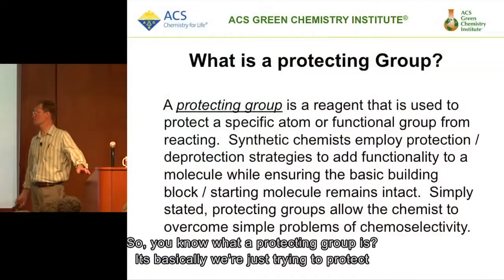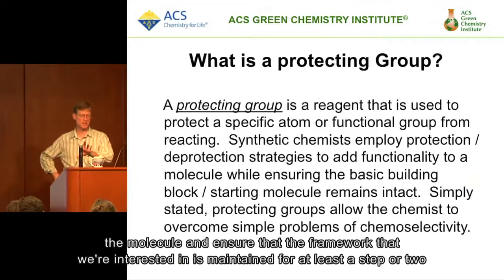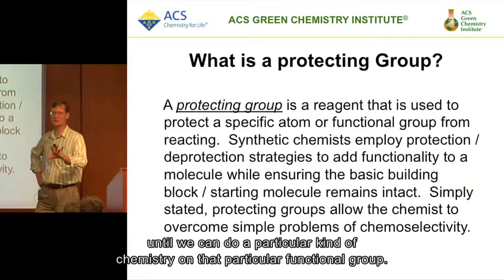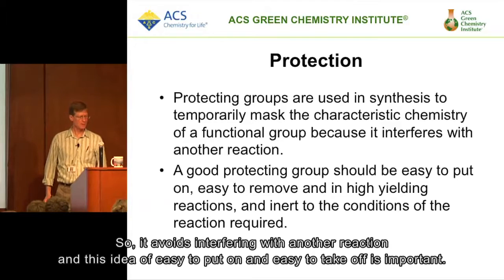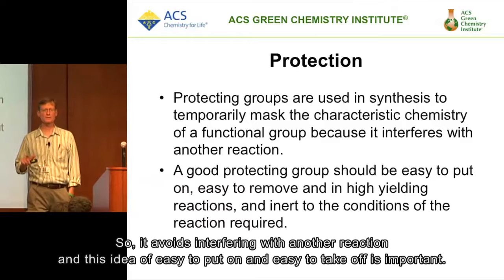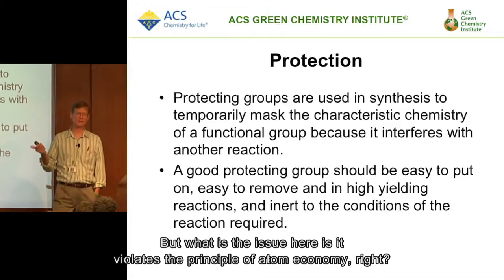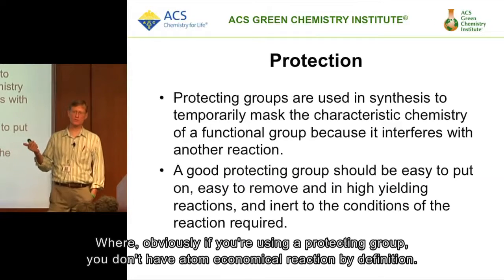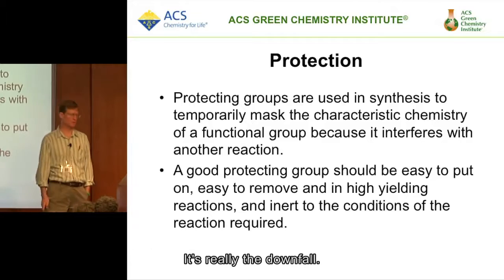So you know what a protecting group is. Basically, we're just trying to protect the molecule and ensure that the framework we're interested in is maintained, at least for a step or two, until we can do a different kind of chemistry on that particular functional group. So it avoids interfering with another reaction, and this idea of easy to put on and easy to take off is important. But the issue here is it violates the principle of atom economy, right? Obviously, if you're using a protecting group, you don't have an atom economical reaction by definition. So it's really the downfall.